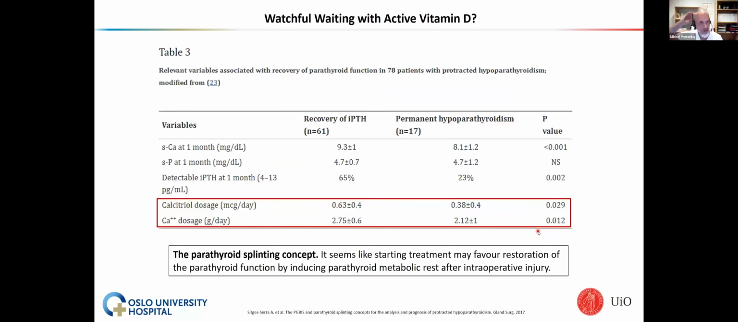It would lead you to think that you could maybe wait with starting treatment, but this seems to be not very beneficial. It seems like starting treatment immediately may favor restoration of the parathyroid function, so that you should not wait with treatment, but rather taper it after a while.